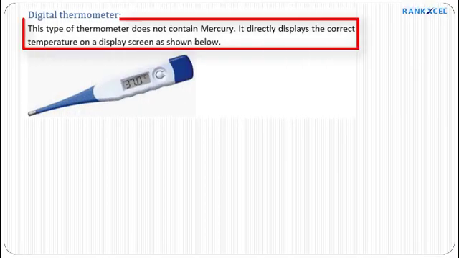Digital thermometer. This type of thermometer does not contain mercury. It directly displays the correct temperature on a display screen as shown below.